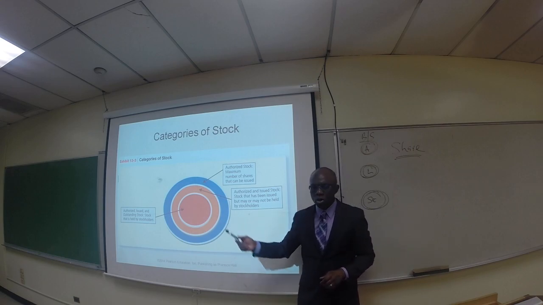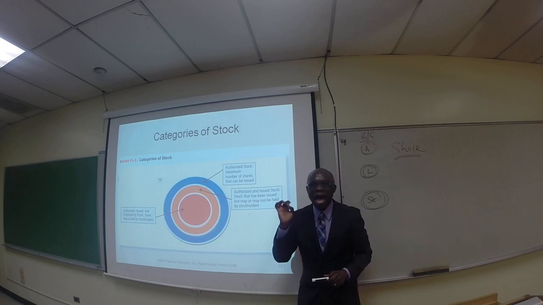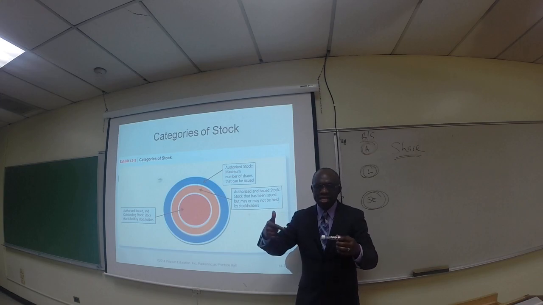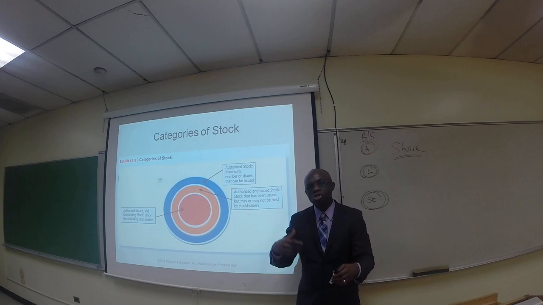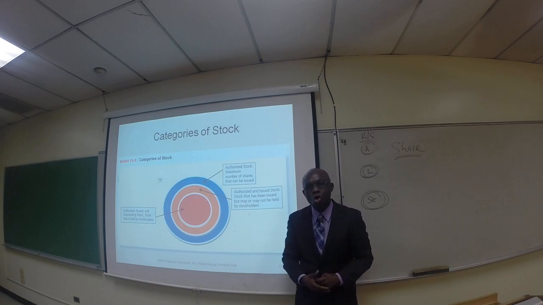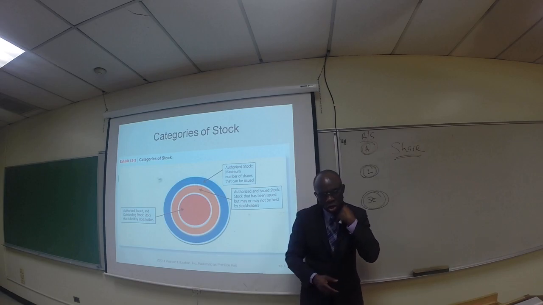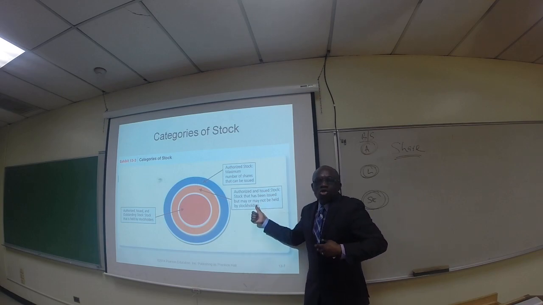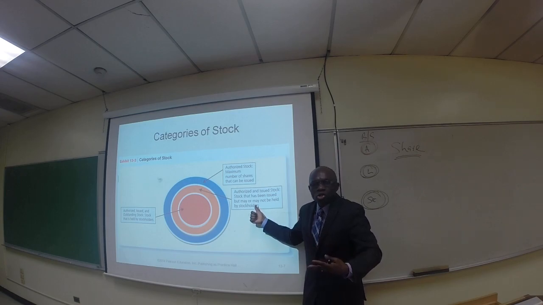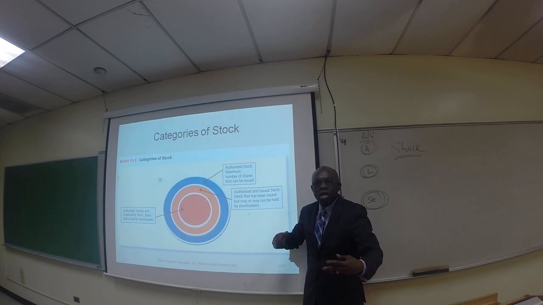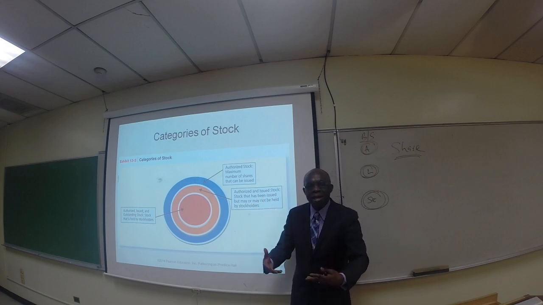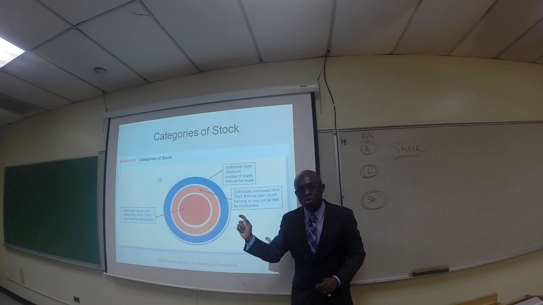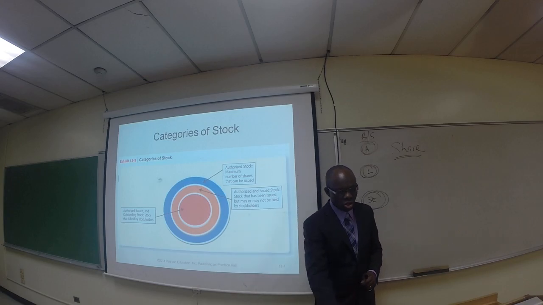Then number 3, we also have what you call outstanding stock. That is the number of stock that is held by stockholders. Stockholders, shareholders, those are the owners of a corporation. So as you can see in this diagram, sometimes we have issued up to 700,000 shares. However, only 500 of the 700 are being currently held by stockholders. So we call that outstanding stock.